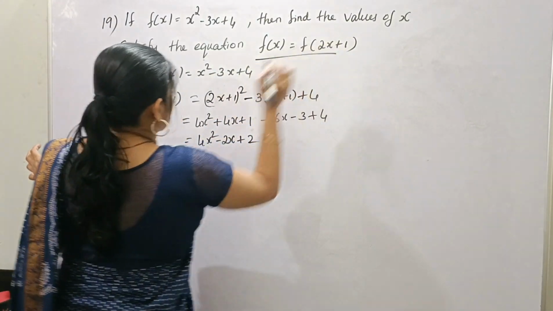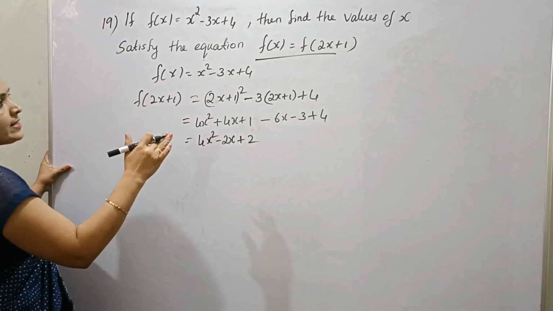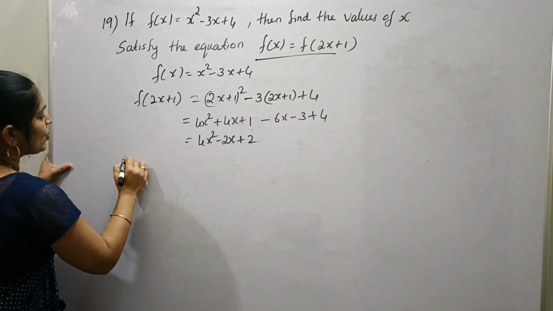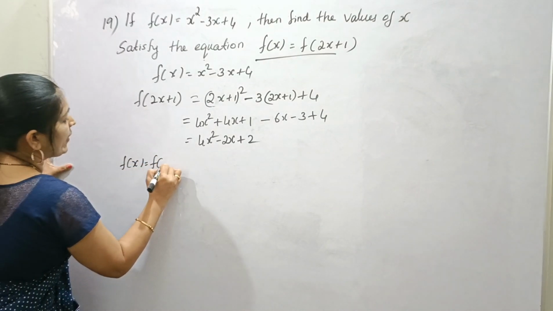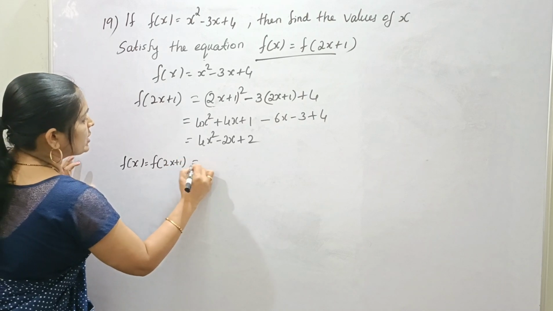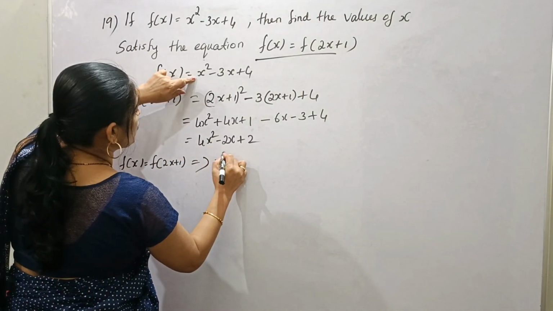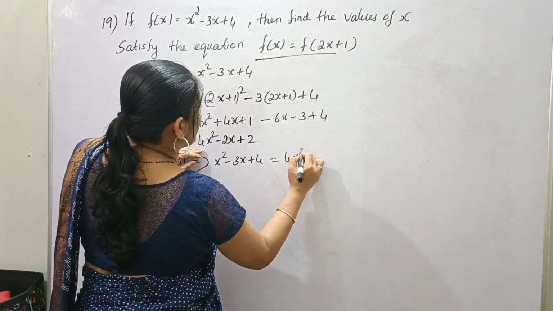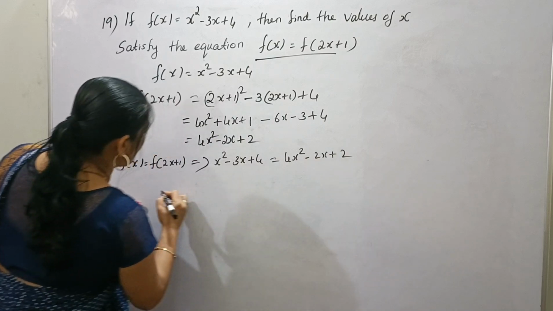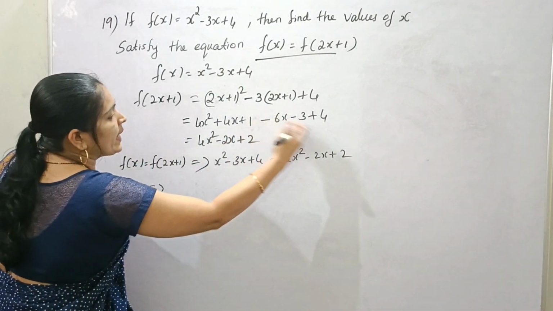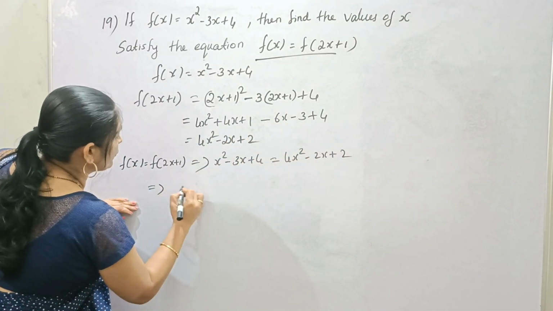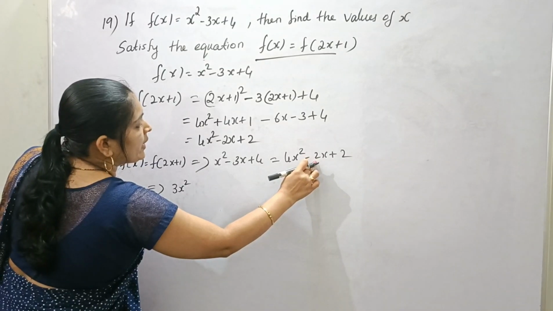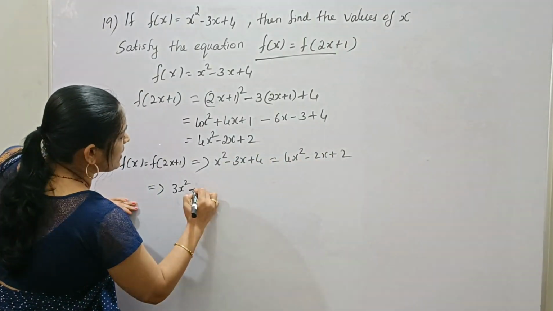Let us equate this. It is given f of x is equal to f of 2x plus 1. Then what are the values of x? f of x is x square minus 3x plus 4, that is equal to 4x square minus 2x plus 2. Simplify this one. Take everything to the right side, so that we get 4x square minus x square, 3x square, and minus 2x plus 3x, plus x.